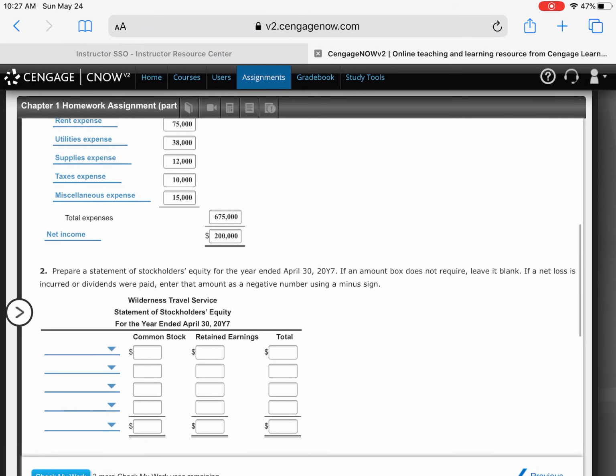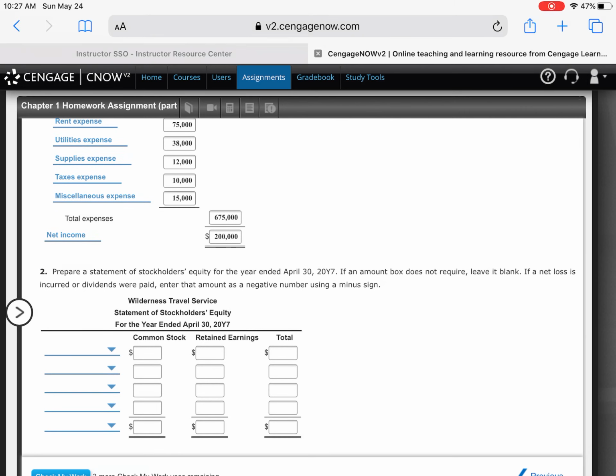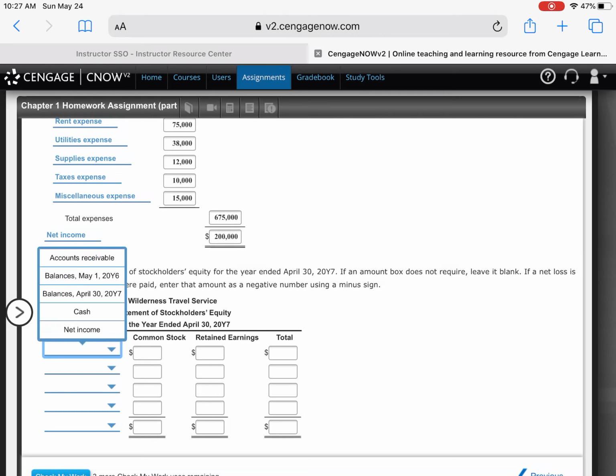So looking at our statement of stockholder equity, when we think about our stockholder equity, we roll it into two accounts. Common stock, which represents assets that have been invested into the business by the owners in exchange for ownership rights, and retained earnings. When you're thinking about retained earnings, it's how much of our earnings, meaning our net income, has the company retained or kept in the business versus how much have they given away. So the first thing that we're going to start with is the balances at the start of the year.